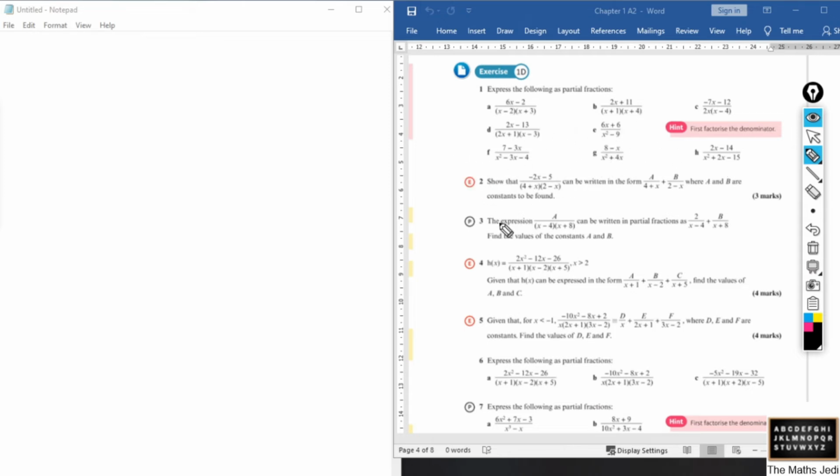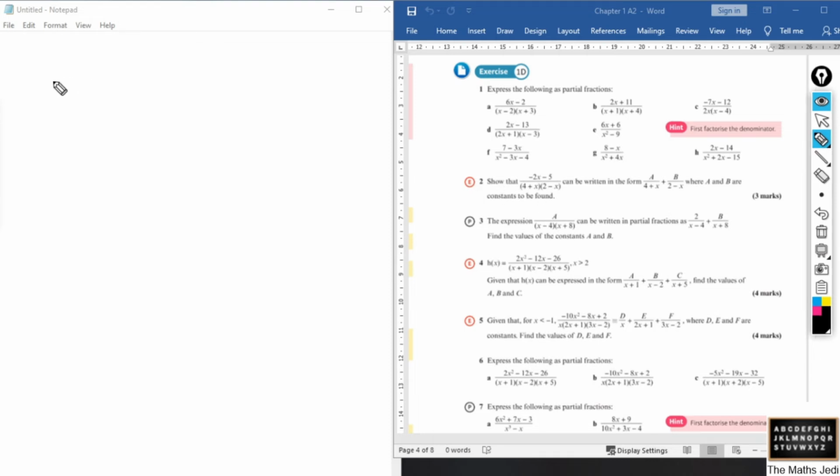We're not going to look at these, but we are going to look at number 2 and 5. So I'll start off with number 2. You'll see straight away that we've got two linear factors, 4 plus x and 2 minus x. They're even telling you in the question they want it set out in that way. So let's just write this out.